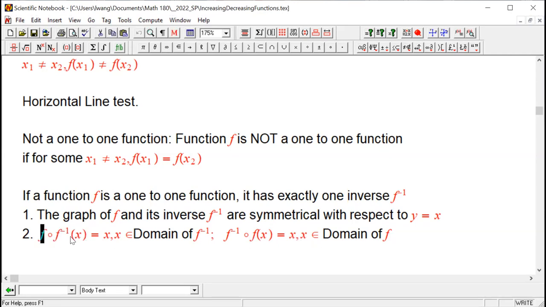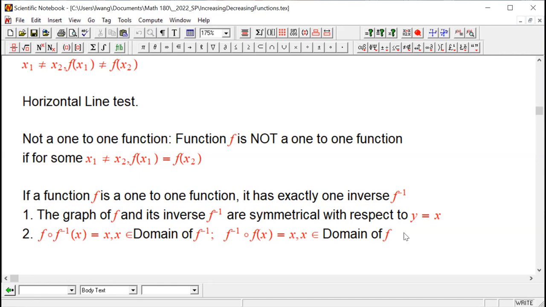By the way, when we look at these compositions, the input here and the input here may not be the same. They may not be from the same place. This x is from the domain of f inverse because f inverse works on x first, and this other x is from the domain of f. These two functions may not have the same domain and may not have the same range, but one's domain is the other's range.